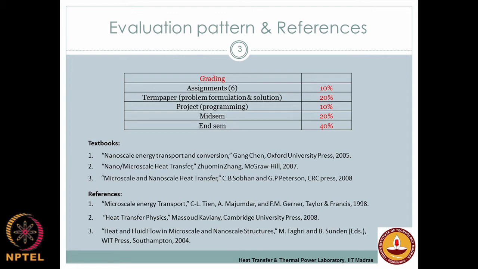Also in the references, if you look at Microscale Energy Transport by Professor T. N. Majumdar, this is also a very good one, although there are many aspects of microscale heat transfer overlapping the nanoscale in that.